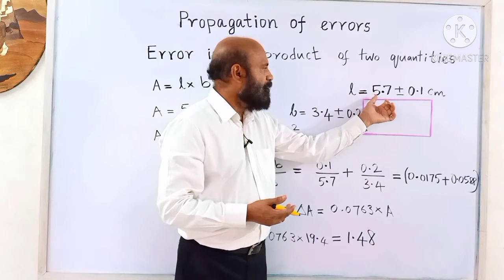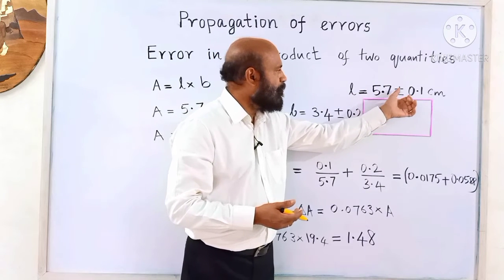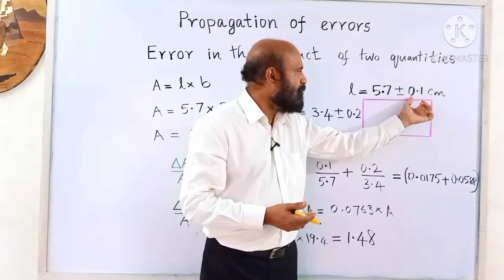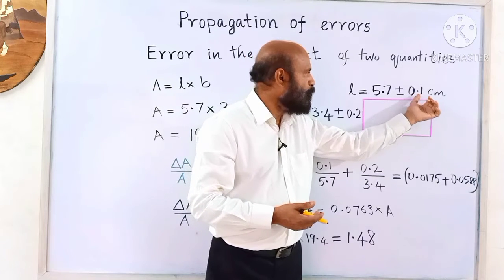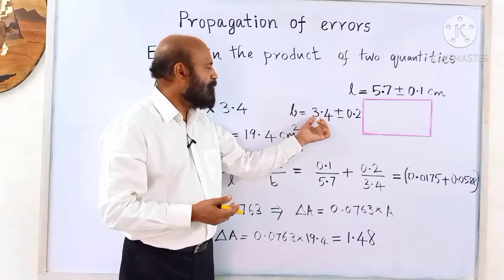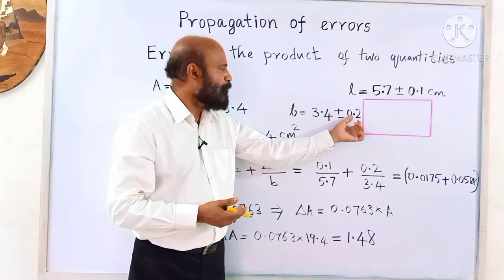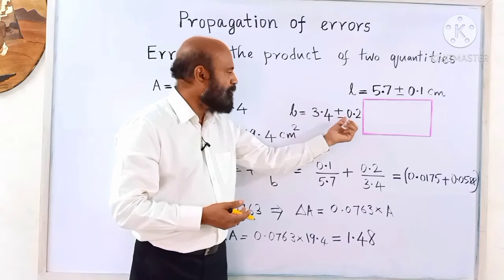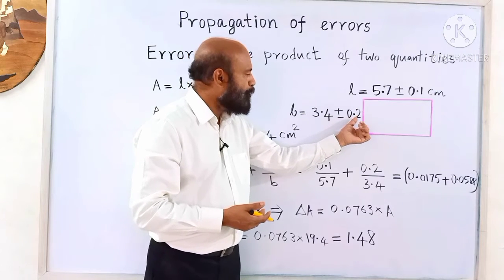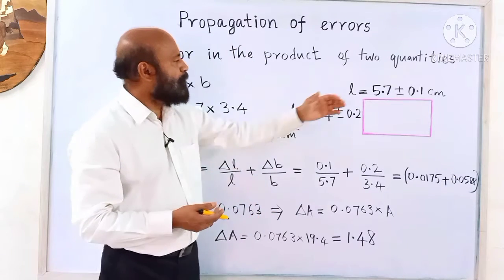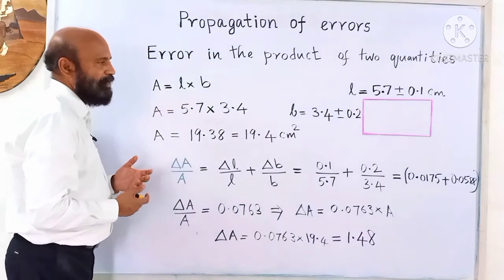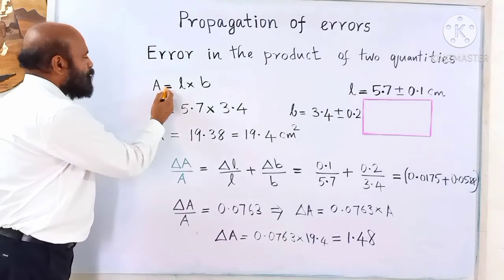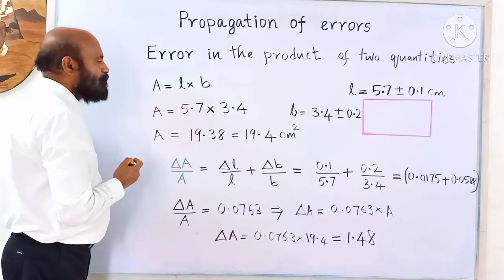Length of a rectangle is given to be 5.7 plus or minus 0.1 centimeter. That means in the length there is an error of 0.1 centimeter. Breadth 3.4 plus or minus 0.2 centimeter. So in the measurement of breadth there is an error of 0.2 centimeter. We are using this value to find the area. In the area there will be an error.